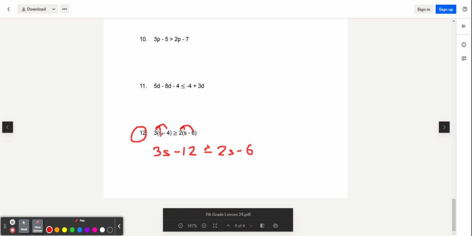Remember, the distributive property says that when we see a parentheses and a number outside like this, we can multiply every term inside by the number outside and get rid of the parentheses. 3 times s is 3s, 3 times 4 is 12, keep the sign, and the same for the right side. Now, we want s on only one side of the inequality, so we subtract 2s from both sides, which leaves us s minus 12 is greater than or equal to negative 6. Then we add 12 to both sides, which leaves us with s is greater than or equal to 6. That is our final answer.